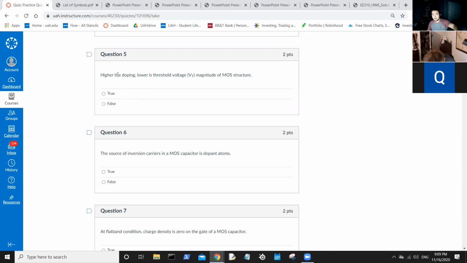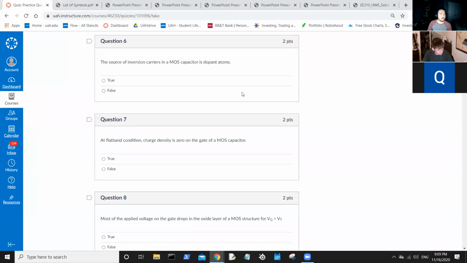This is false, because the higher the doping, the higher the threshold voltage, because there are more dopants here. It's not specifying an N or P type. It's not specifying an external condition. It's just talking doping density, and we know doping density is directly correlated. So it is false. Almost picked true. False here.